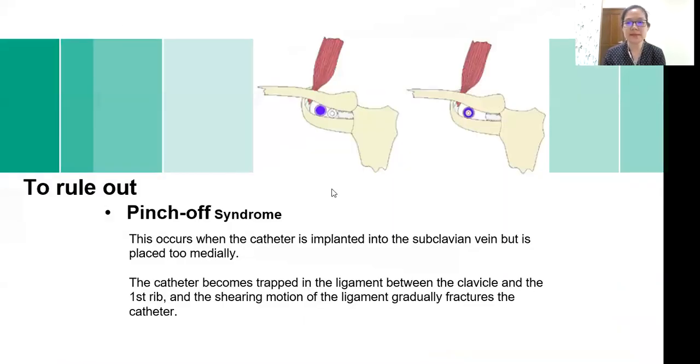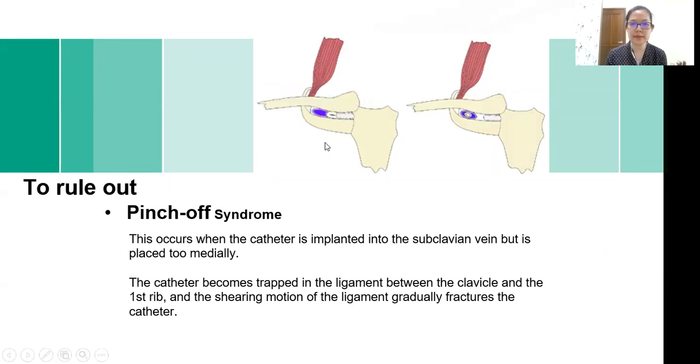And yes, this is to rule out pinch off syndrome. Because it could be a no backflow condition. It could be due to pinch off syndrome, but not because of blockage or occlusion. Therefore, we want to rule out: is it due to pinch off syndrome or is it an occlusion? Okay.